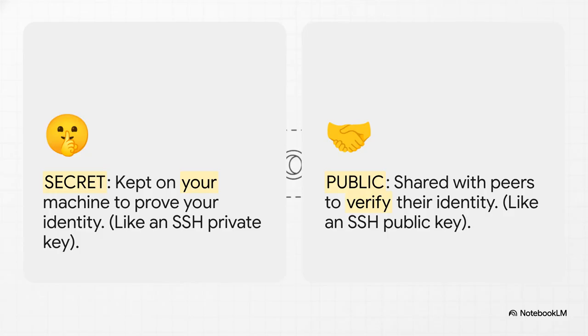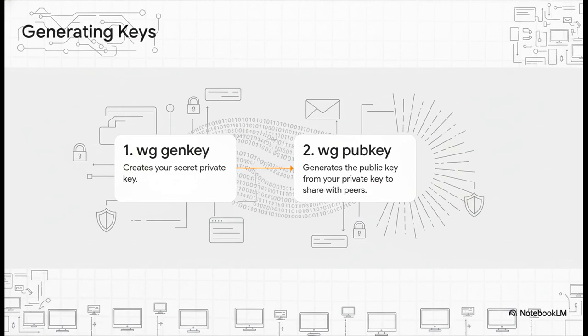Every single device, or peer, as WireGuard calls it, gets a key pair. You have your private key. That's your secret. It never, ever leaves your machine. It's what proves you are who you say you are. Then you have the public key. Think of it like your phone number or your email address. You hand it out to any peer you want to connect with, so they can verify it's really you talking to them.